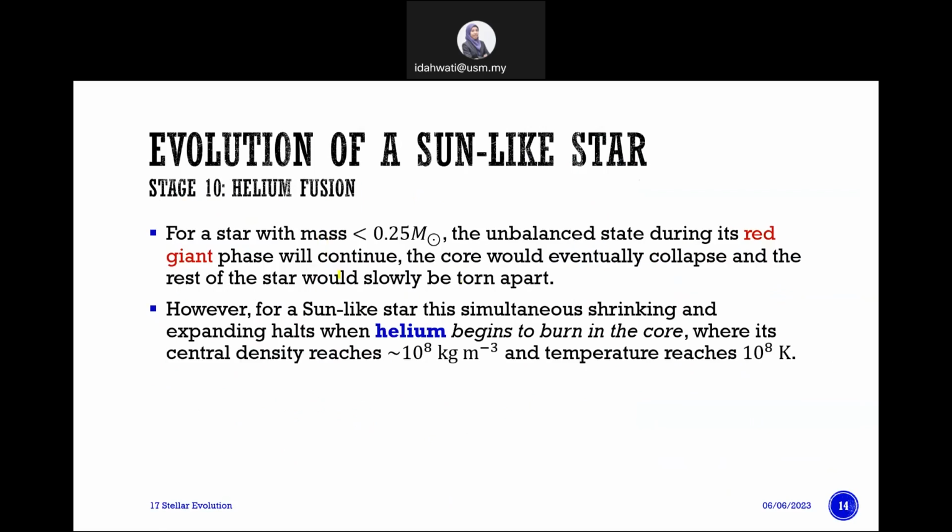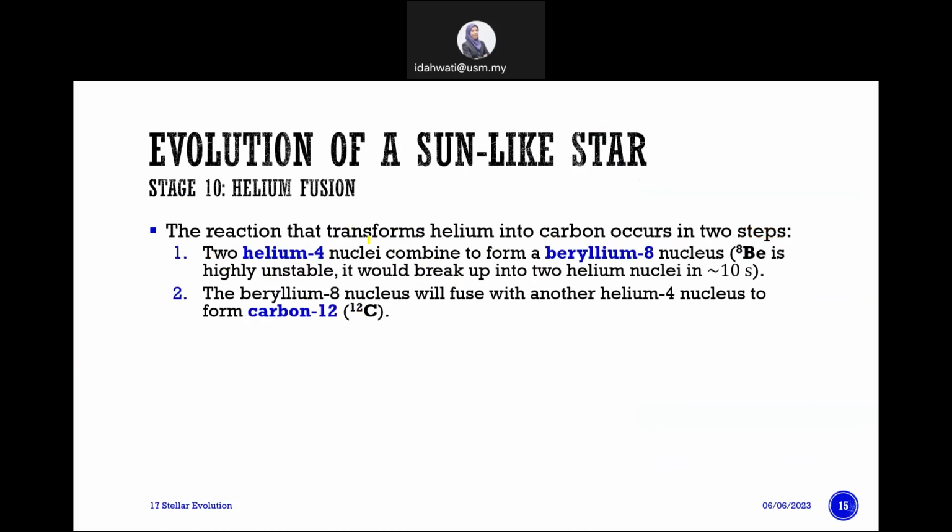Okay, so for a star with mass less than 0.25, the unbalanced state during its red giant phase will continue. However, a sun-like star is simultaneously shrinking and expanding when the helium begins to burn in the core. So of course, the density and temperature also change. The reaction that transforms the helium into carbon occurs in two steps.